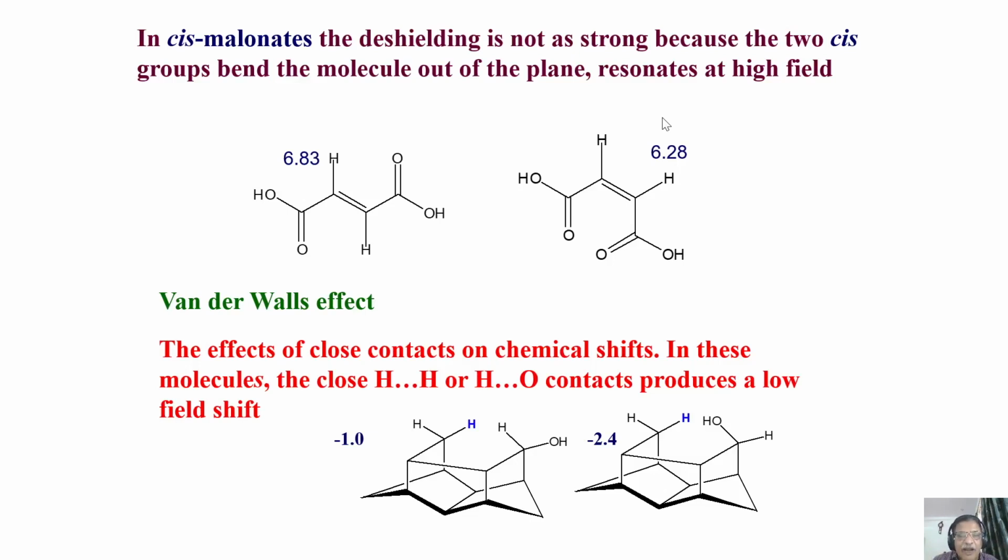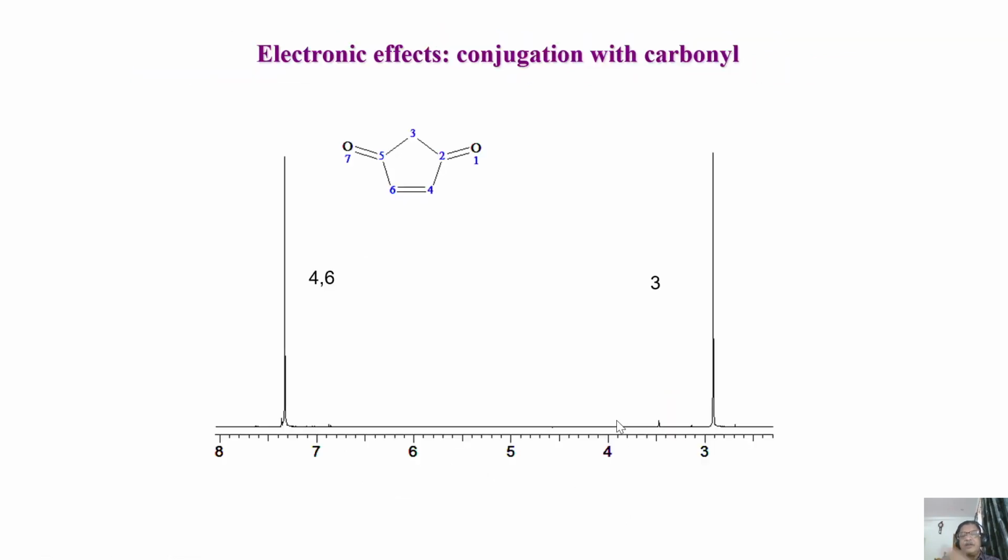Of course, there is one more important factor which can affect chemical shift, the Van der Waals effect. See, this is the effect of close contacts on chemical shift in these two molecules shown here. For example, this proton and this proton come in close spatial proximity. Similarly, this proton and this O come in close spatial proximity. Because of this Van der Waals effect, it gets more shielded. See, this goes up to -1 ppm. This goes up to -2.4 ppm. This proton. So these are some effects which happen because of substitution.